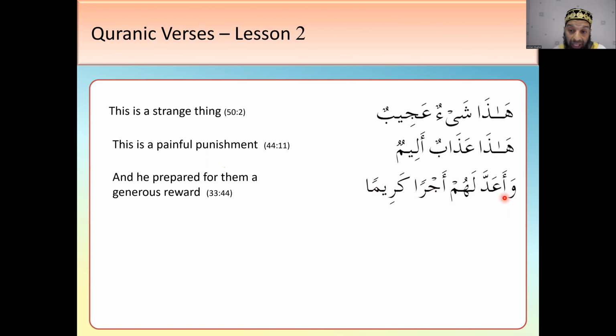And he prepared for them. We will do some of this, inshallah, later. And he prepared for them ajran, a reward. It's not al-ajran, it's ajran, a reward. Kareeman, generous. So you see the description is coming after the thing it's describing. In English, you have to put it the other way, otherwise it's not going to make sense. You say generous reward, but in Arabic it's reward generous. And literally it's a reward, a generous. Yeah, like that. You can understand it like that.